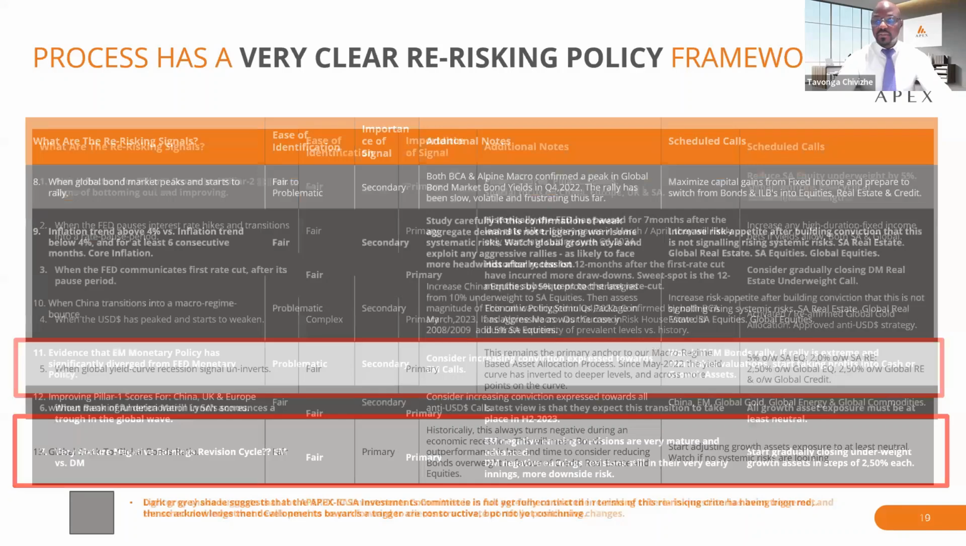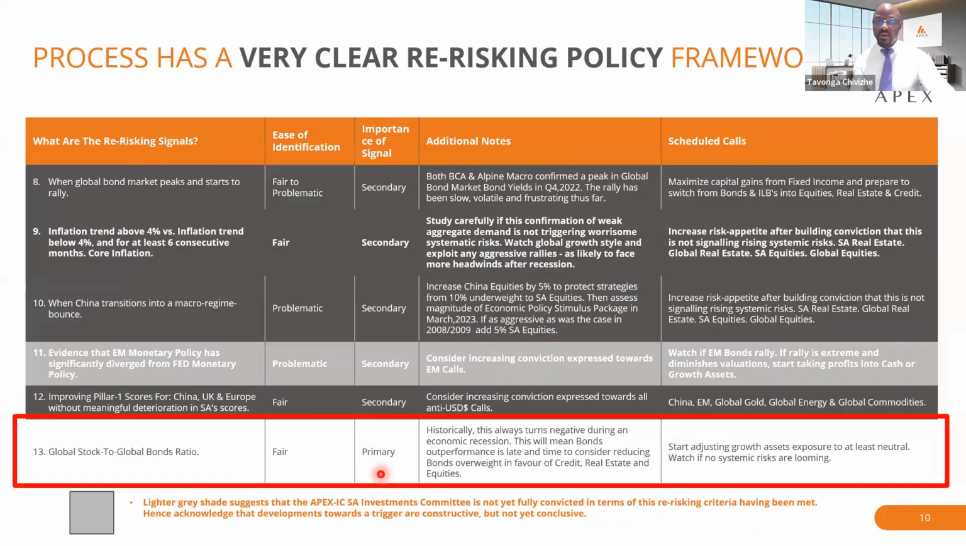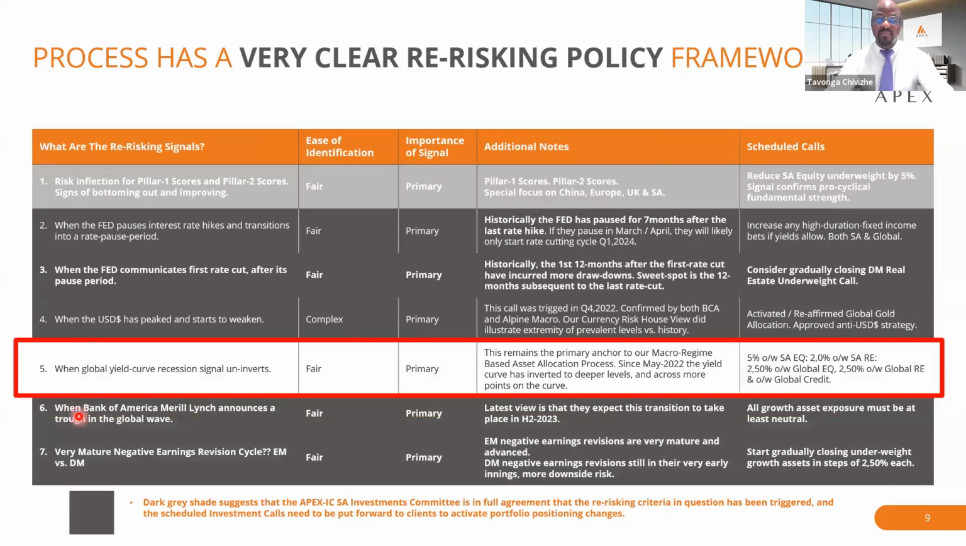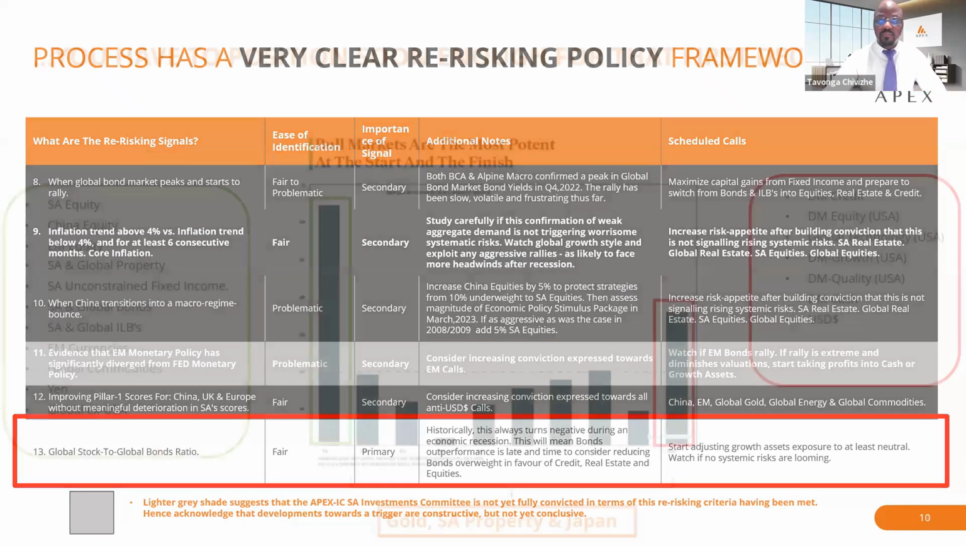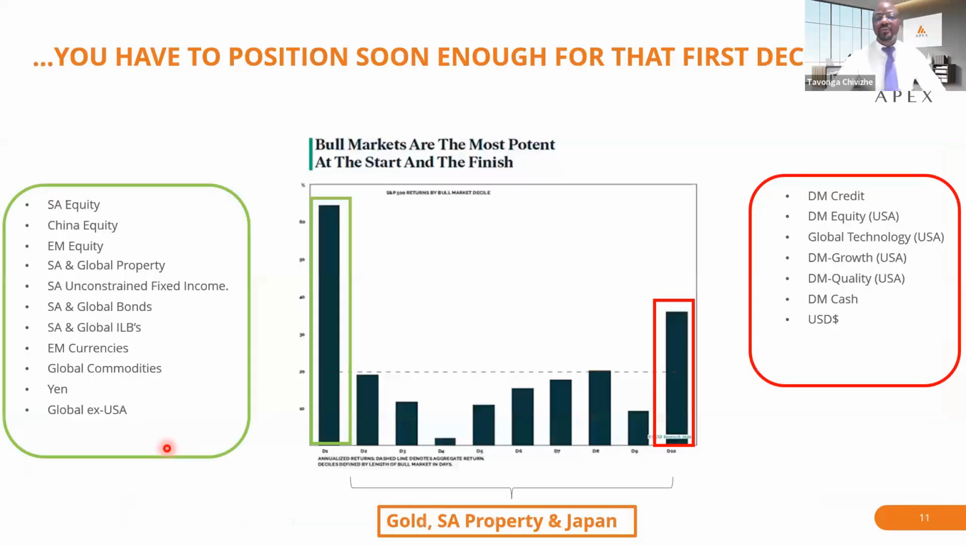The second signal that is not yet allowing us to take on risk is the stock to bond market ratio. It really is a derivative, to be very honest with you, of section number 5. So it is not a surprise to us that this is not yet triggered, and I'll take you through the detail of this. And I guess these are the only two reasons why we remain very skeptical around risk, specifically developed market equity risk.